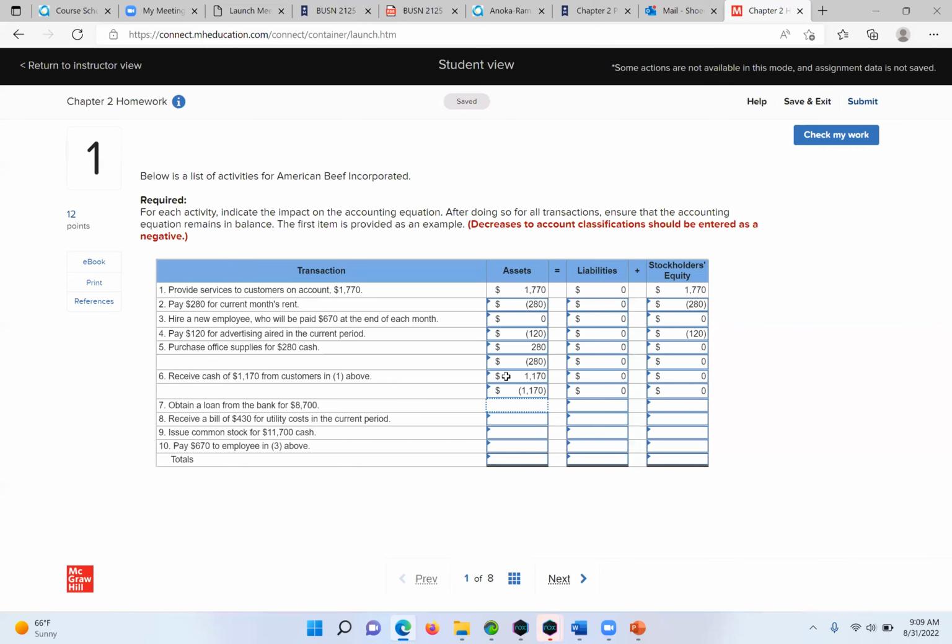So our cash goes up. In my case, $8,700, I'm getting cash, but we owe that $8,700 back to the bank. So doesn't our liability also increase? What accounts are being affected? Cash is going up, and notes payable is also going up. It's increasing. Okay.